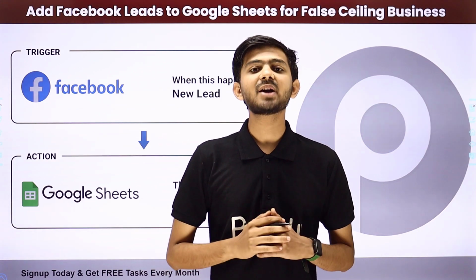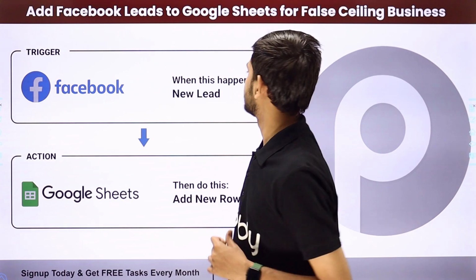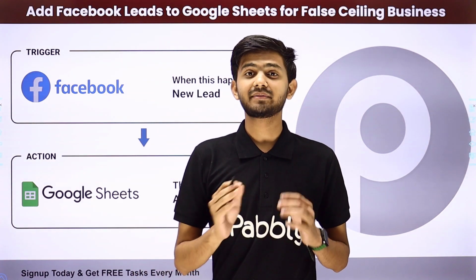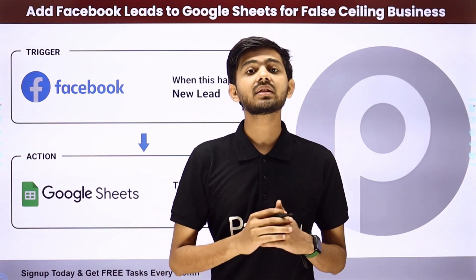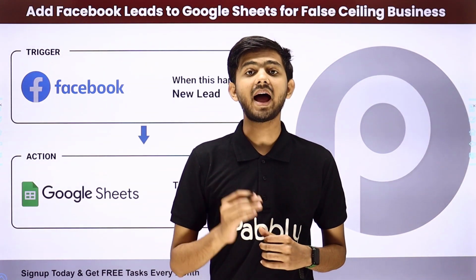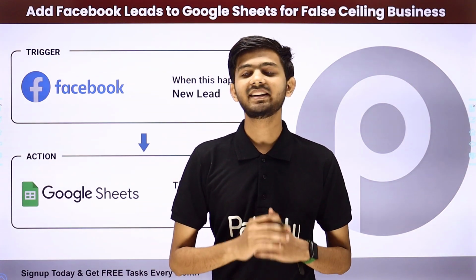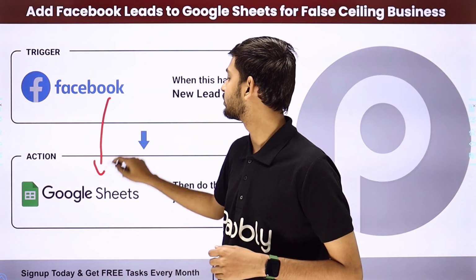Hello everyone, today our topic is how to add Facebook leads to Google Sheets for fall ceiling business. So here our objective is that whenever I get a new Facebook lead for my fall ceiling business in Facebook lead ads, then I want to use these lead details and add them automatically in my Google Sheet. So for that, we will create an integration between Facebook lead ads and Google Sheets.